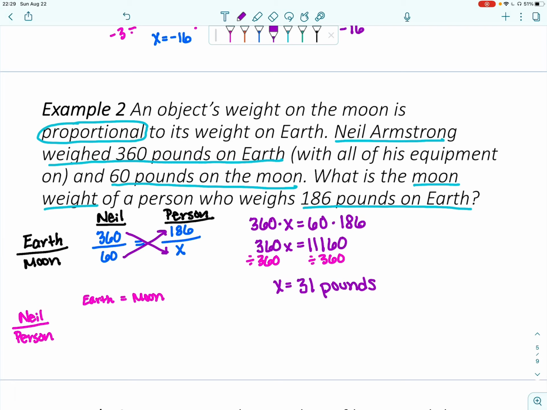So based on this, if you weigh 186 pounds and you go to the moon, because of the change in gravity and all of that stuff, your weight on the moon will only be 31 pounds because there's less gravitational pull. You don't need to know that, and I don't even know if that's right. I'm a math teacher, not a science teacher, but that sounds right. So there's one example. Let's do another one.